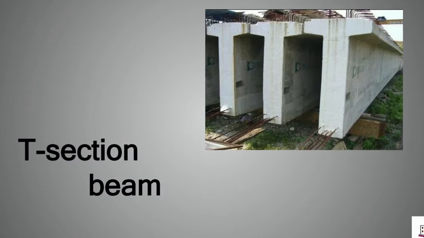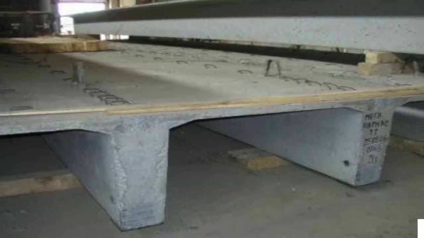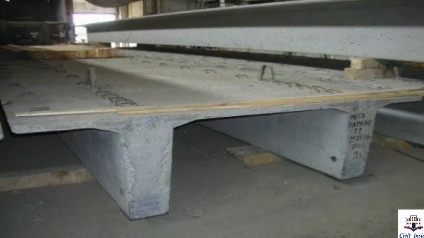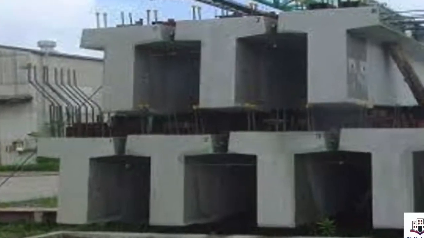T-section beams. This type of beam is mostly constructed monolithically with the reinforced concrete slab. Sometimes isolated T-beam is built to increase the compression strength of concrete.